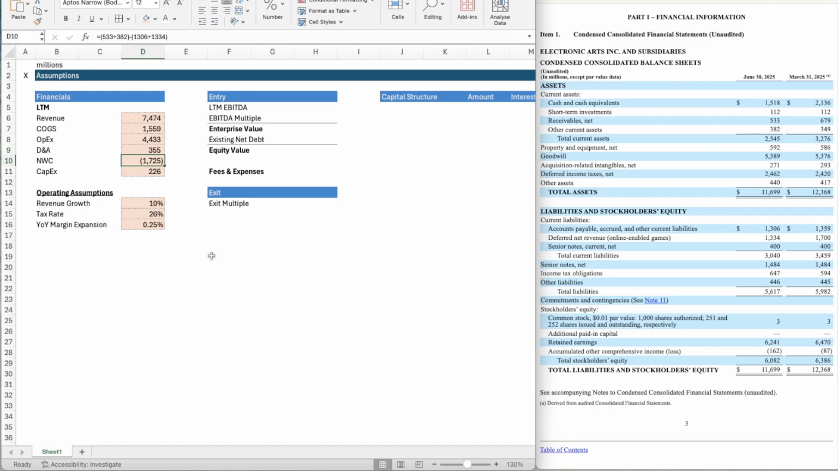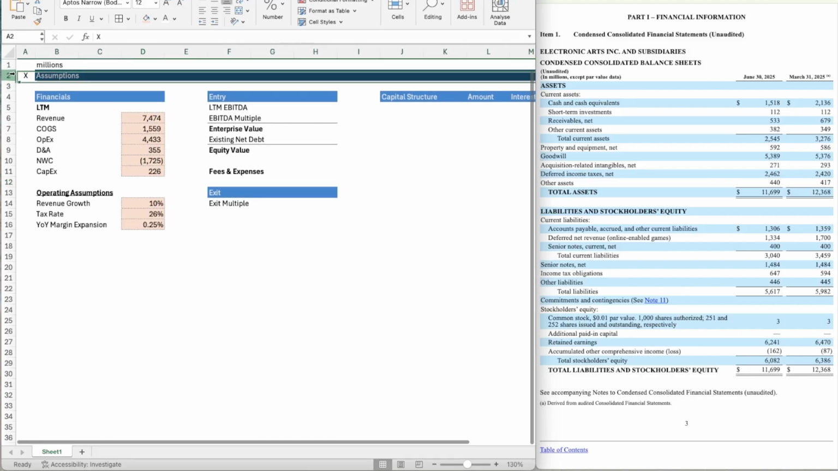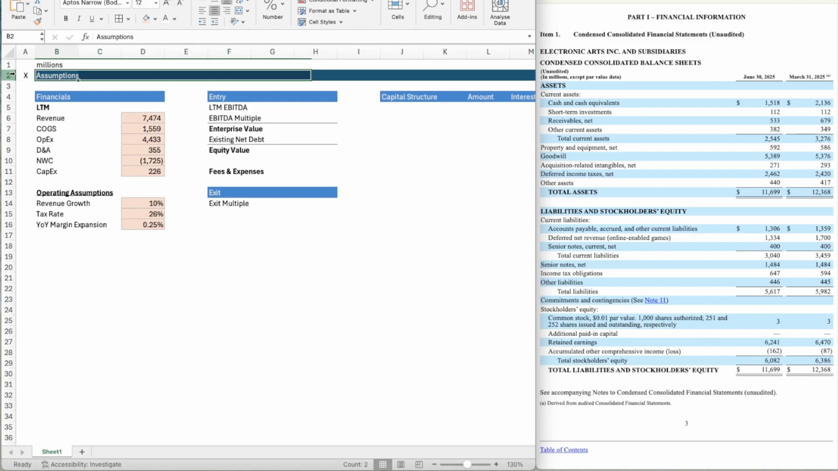So basically, when we get onto the change in net working capital, if it's a negative net working capital, it usually means that they're getting paid before actually delivering the product. So yeah, let's go on to the next.